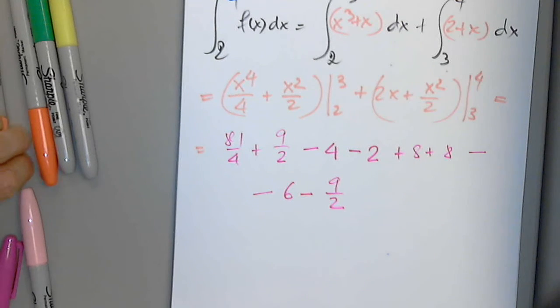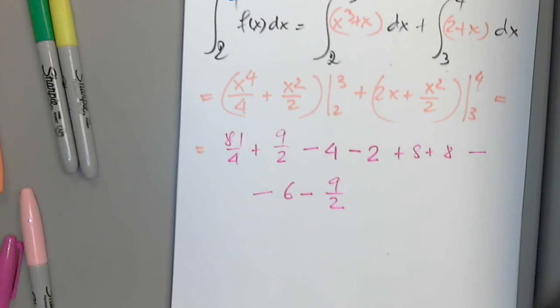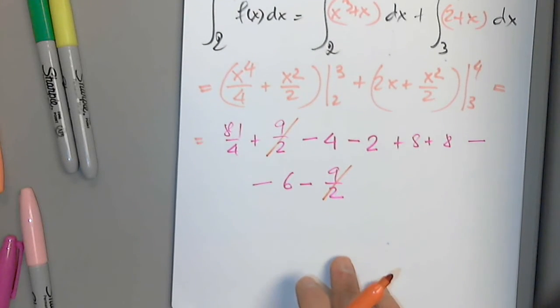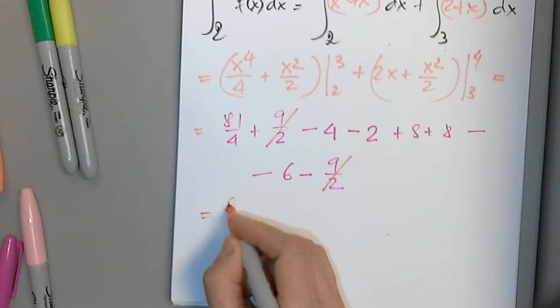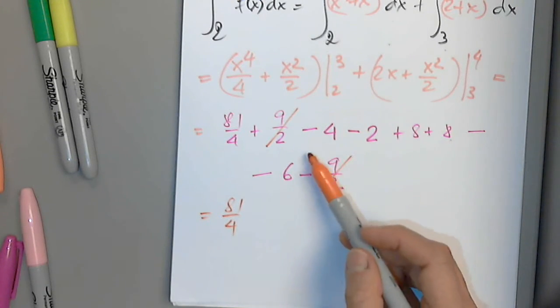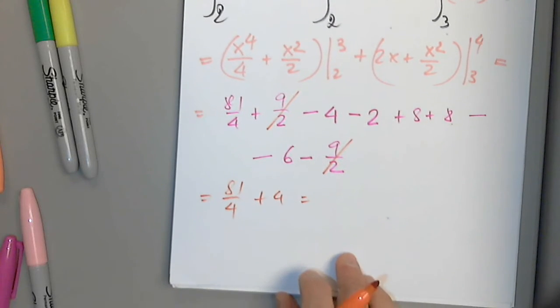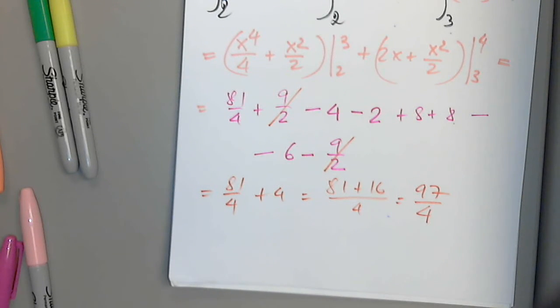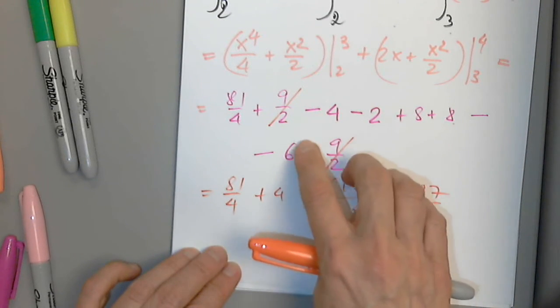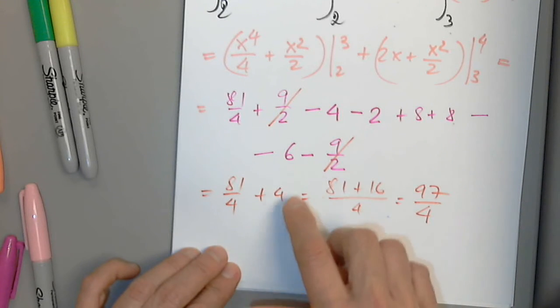I hope that something goes away. Good, that's a good thing. And then this is 16 and this is 12. So I have still 81 over 4. 16 minus 12 is positive 4. So all I have left is 81 plus 16 over 4, which is 97 over 4. So yes, 16, and this is minus 12. 16 minus 12 is 4.